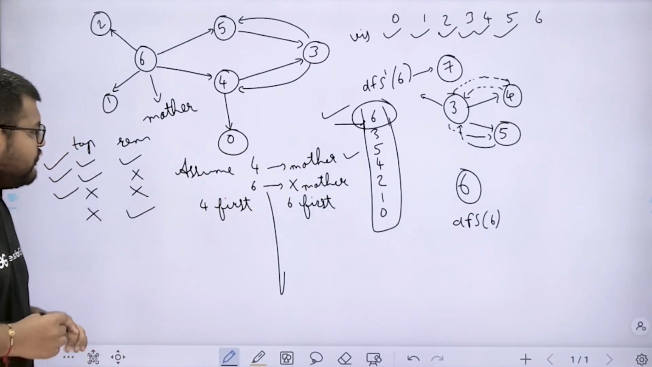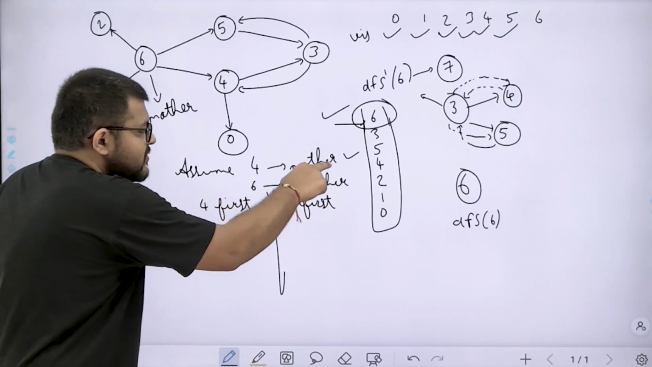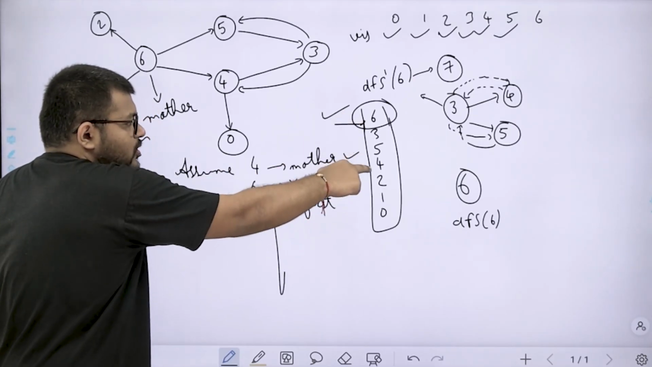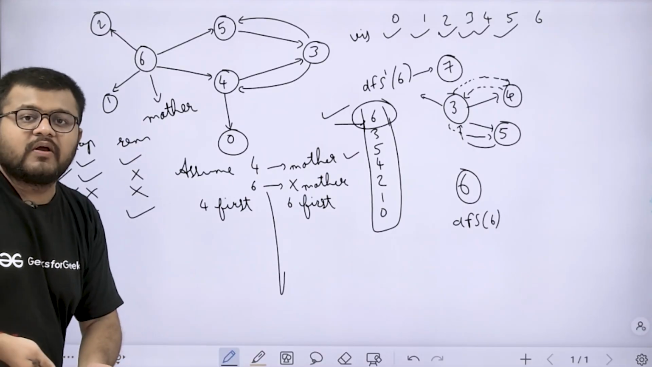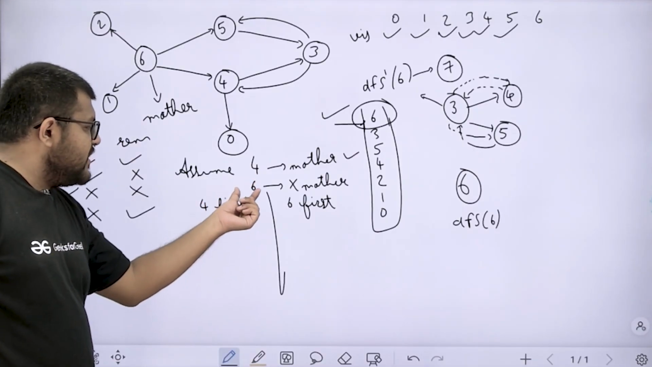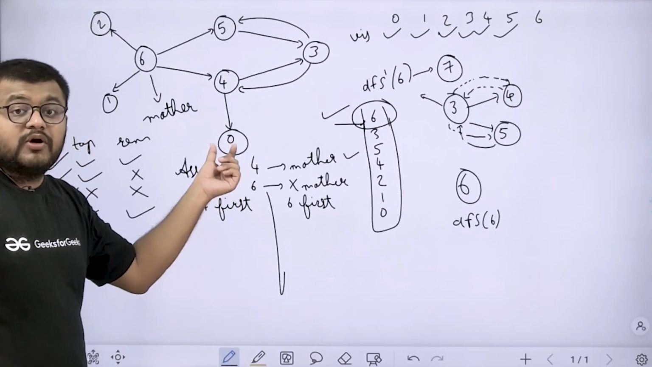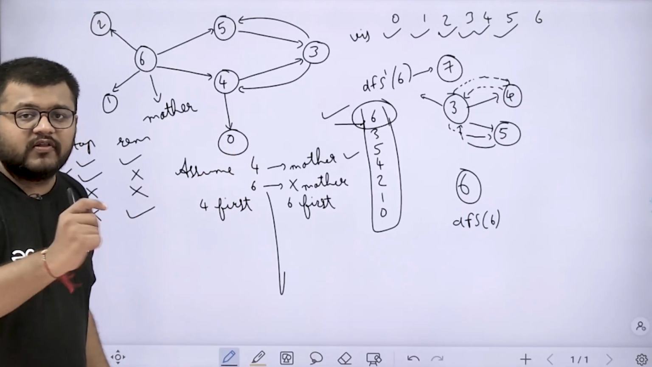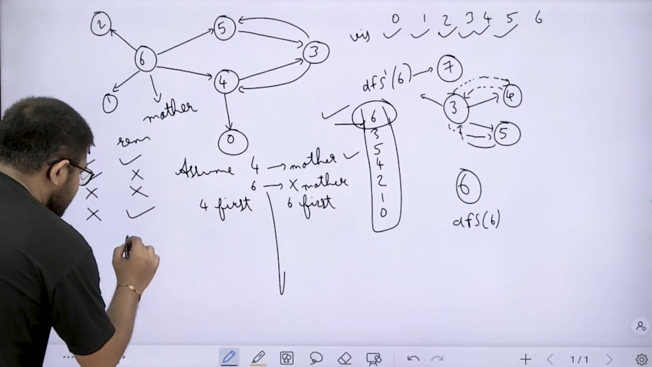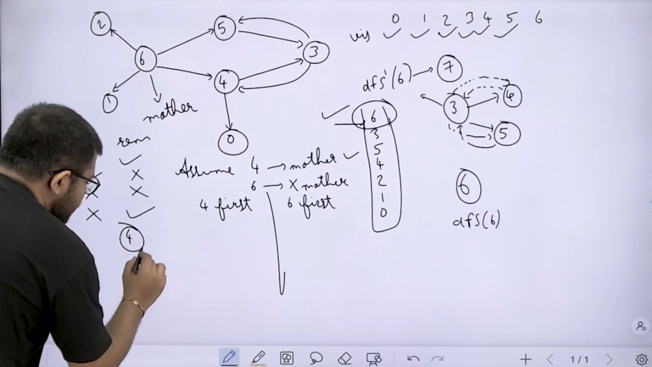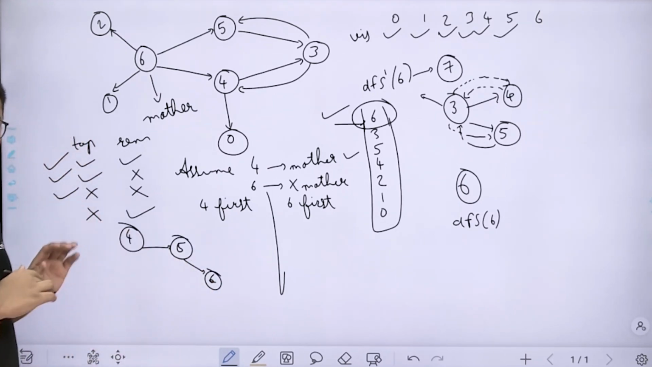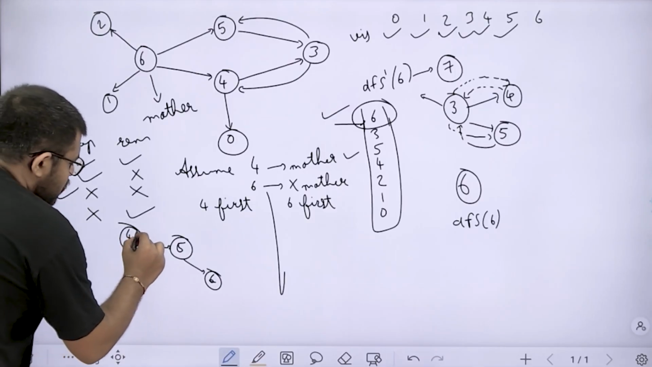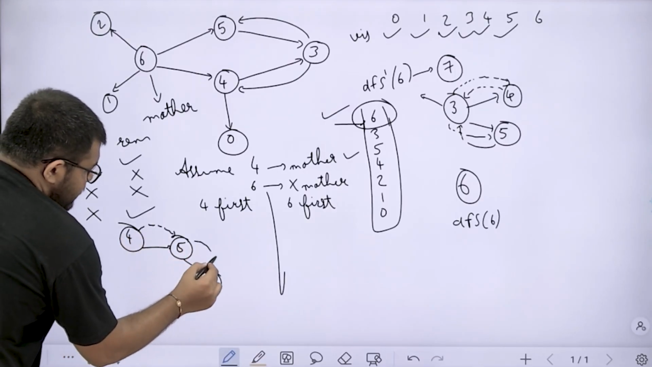Now if 4 came first, understand this: if 4 is a mother vertex, then 4 and 6 will be connected, directly or indirectly. We will be able to visit 6 from 4 because 4 is a mother vertex. We can visit all the other vertices from it. So something like this will happen. From 4, let's say we go to 5. From 5, let's say we go to 6. So I'll go from 4 to 5, and from 5 to 6.